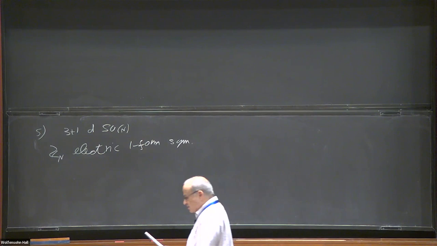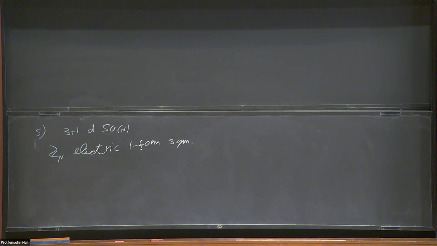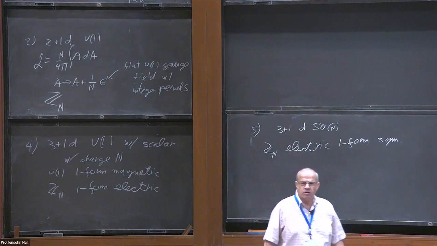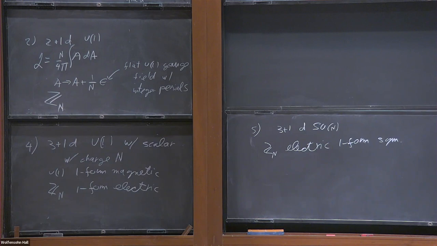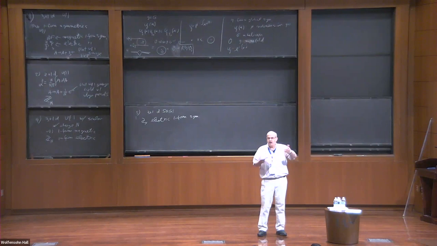And the charged objects are the Wilson lines. And then it will be very similar to example number 4. A priori, the Wilson lines are labeled by what? What's the label of a Wilson line? The representation of SU(N). But I don't have quarks, but I have gluons. So I can attach a gluon to the line and change the representation.